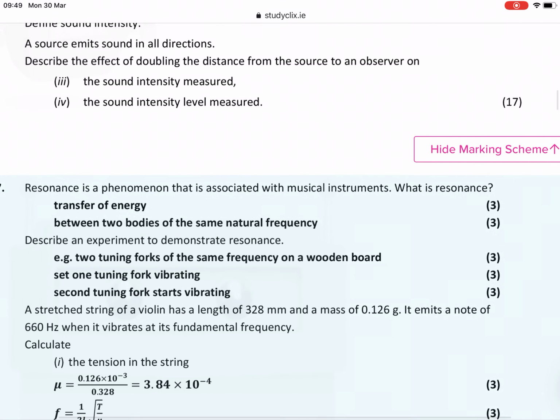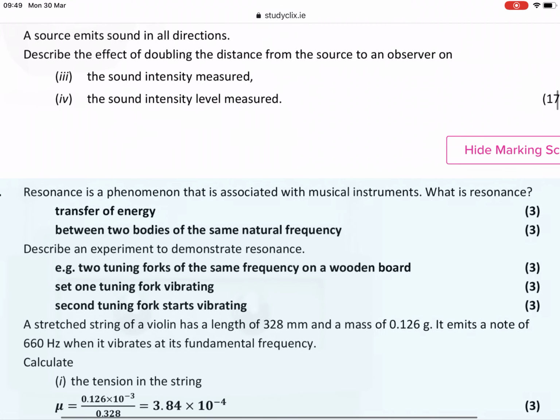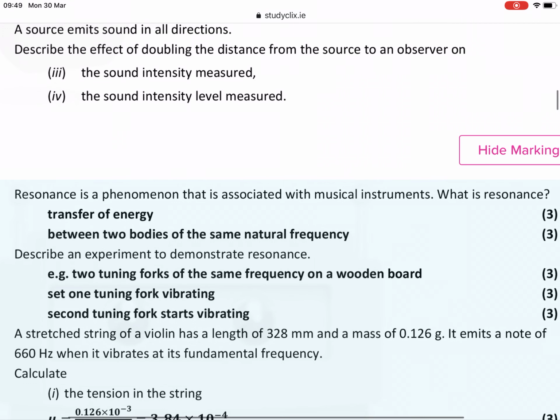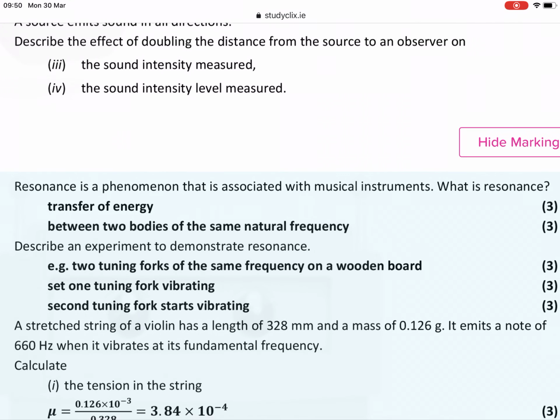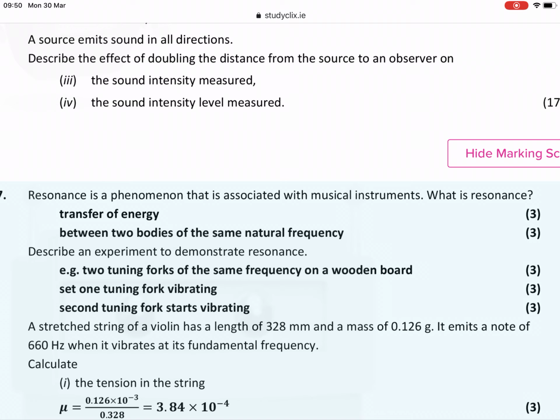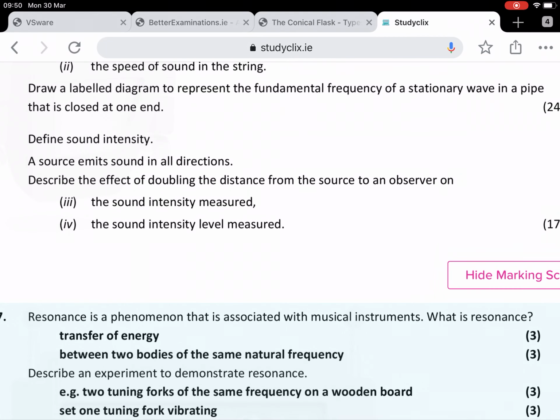So you can see 6 marks for your definition in 2 parts, and then we get 9 marks for describing that experiment. Okay, no diagram needed or anything like that, but it just gives us a quick example of how that's happening. So nice and straightforward, 15 marks, no messing whatsoever, nice and simple.